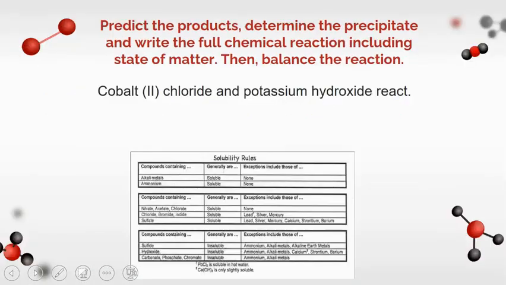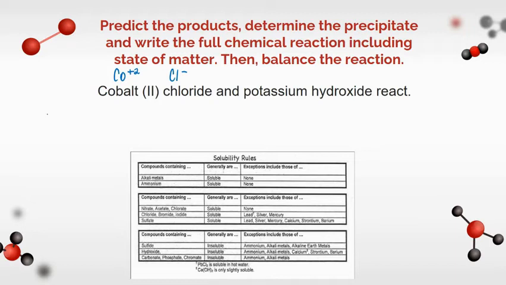So let's try one where we have to start from scratch without any of our reactants or products. So we first want to predict the products, determine the precipitate, write the full equation, and balance it. All right, let's give this a shot. So we have cobalt 2 chloride. So cobalt has a symbol of Co, and it has a charge of positive 2. Chloride is Cl, and it has a charge of -1.